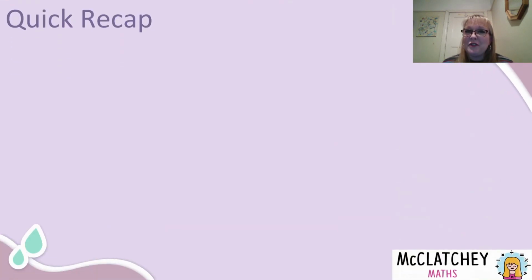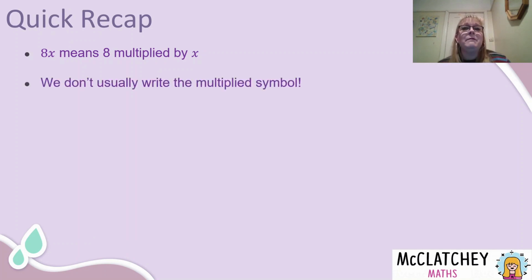So without any further ado, let's get straight into that and have a quick recap on some of the multiplication concepts that we've talked about in previous videos. These are our basic foundations that we want to make sure we understand before we move on. So firstly, when we see an 8 or a number with a letter smooshed up against it, we don't normally write that multiplication symbol in between. It just means 8 times x, or 8 multiplied by x.